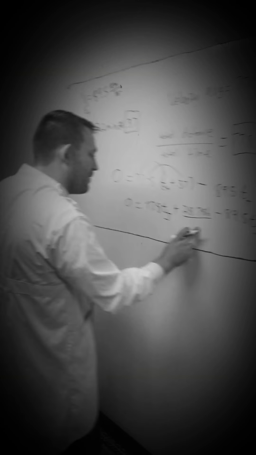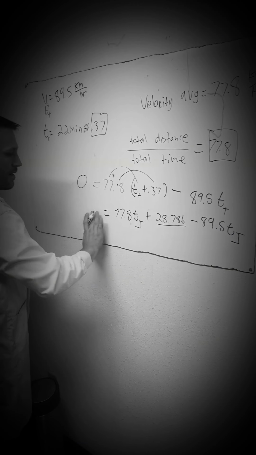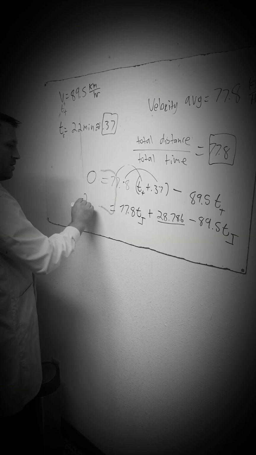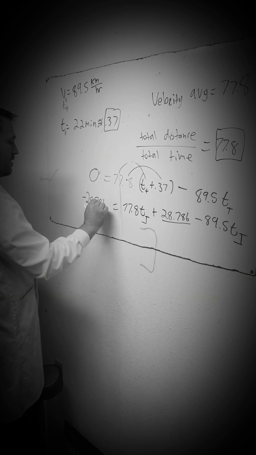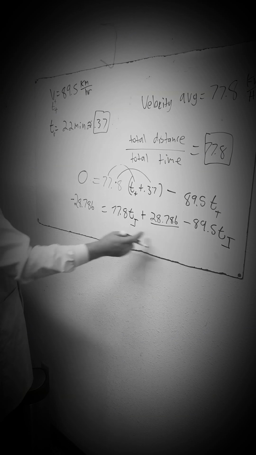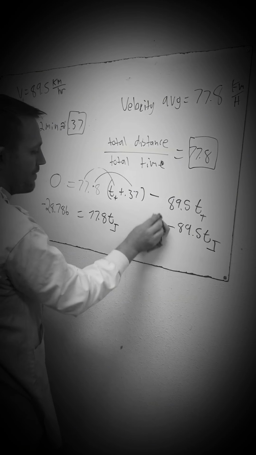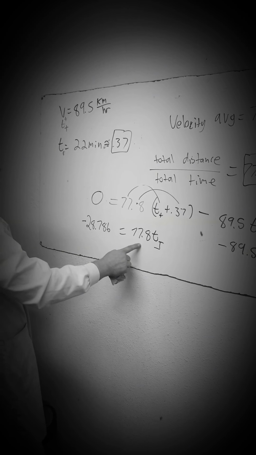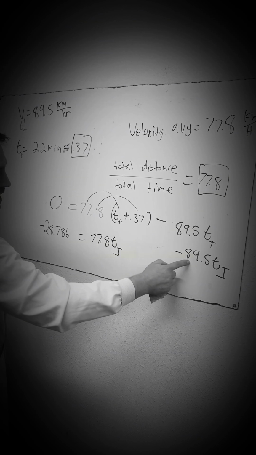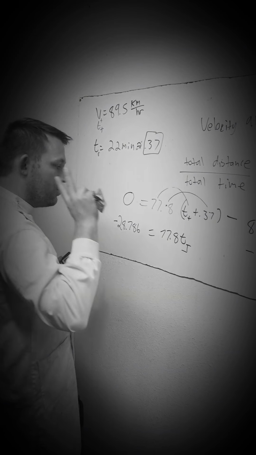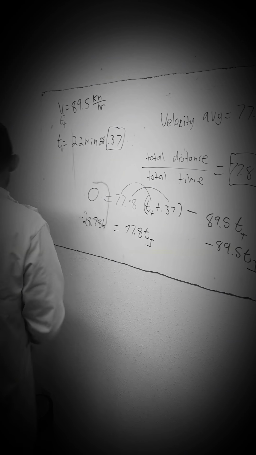So let's do that. Let's move that over here. What does that become? Well, that becomes negative 28.786. Remember, I just subtracted it from both sides. That's all I did there, which means it goes away here. And what are we left with? Well, we're left with 77.8t and 89.5t. Look at that. We have one variable in both situations.